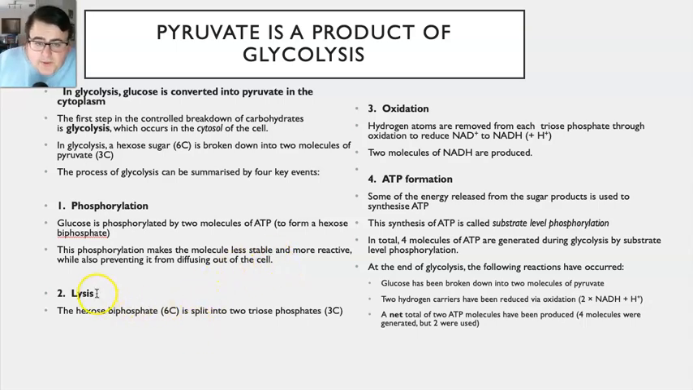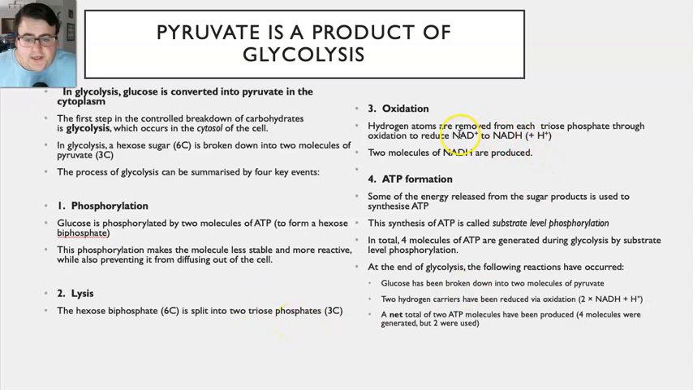Okay. We go through lysis. So we've got our hexose biphosphate, which is still a 6-carbon molecule. It's split into 2 triose phosphates. So hexose 6, triose 3, and we've got 2 of them, each with 3 carbons. We've still got our 6 carbons. So gone from 1 hexose biphosphate into 2 triose phosphates.